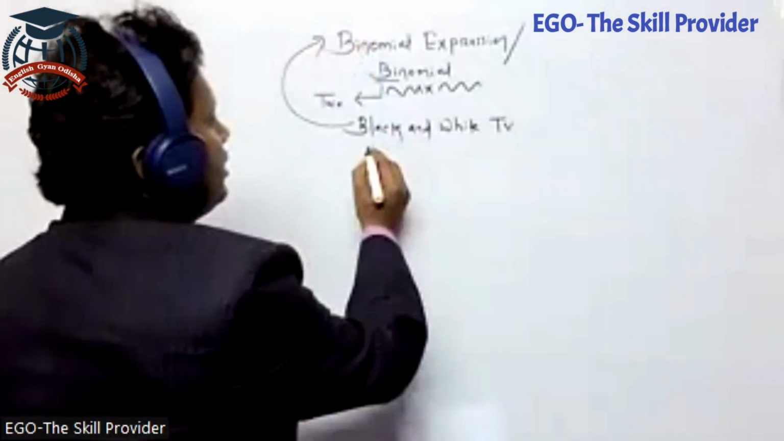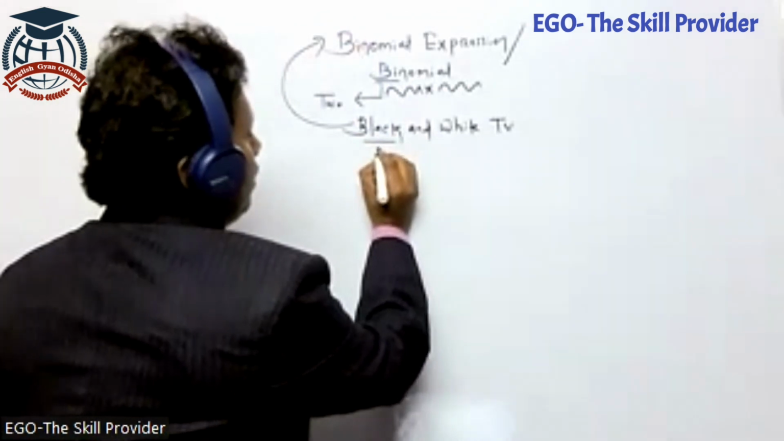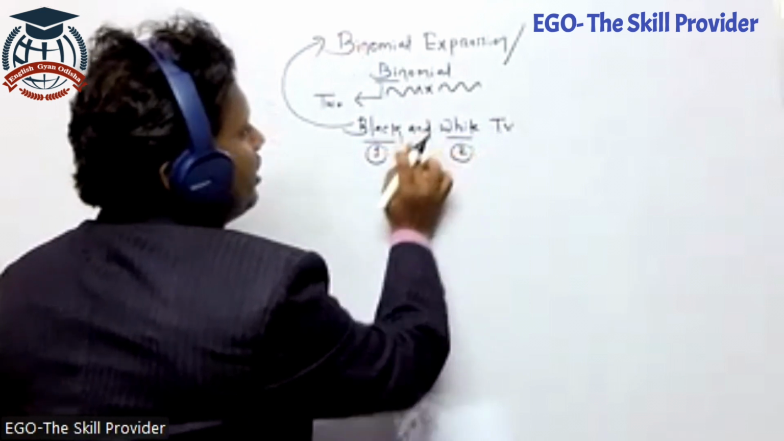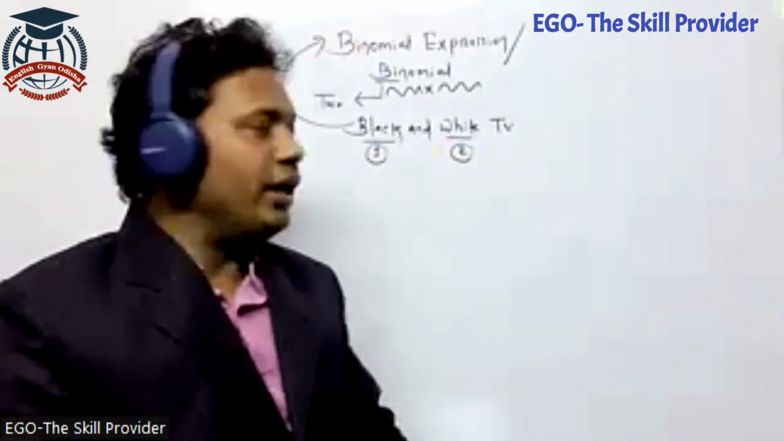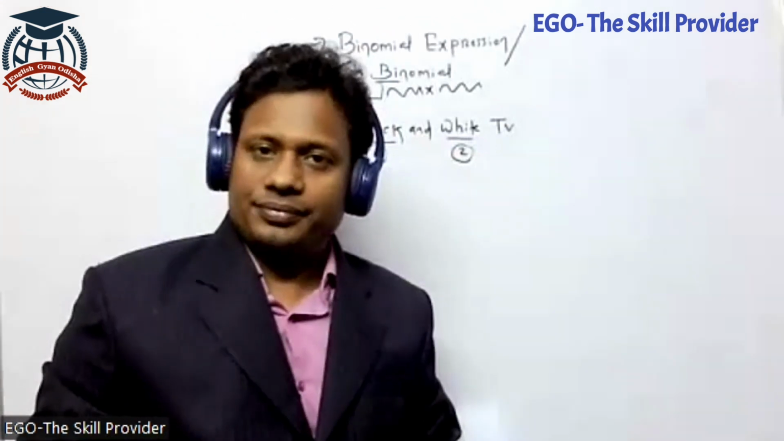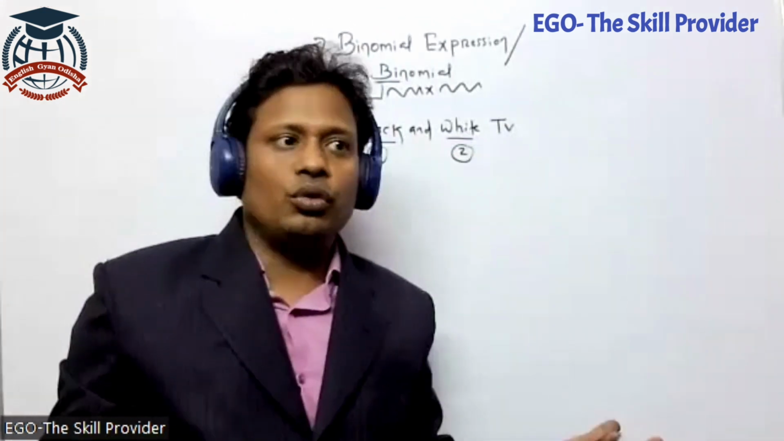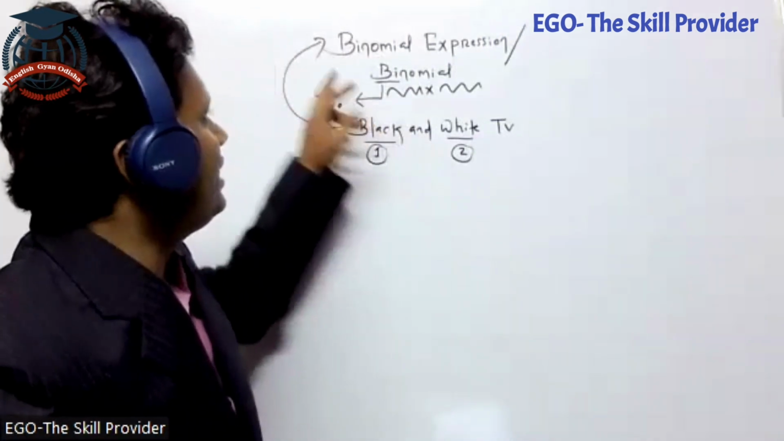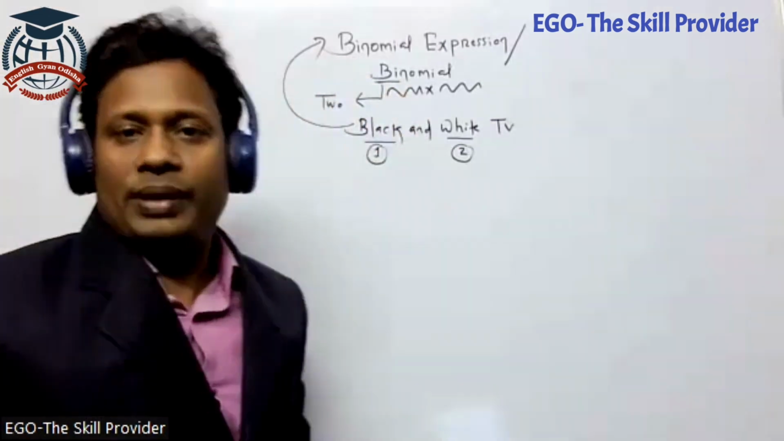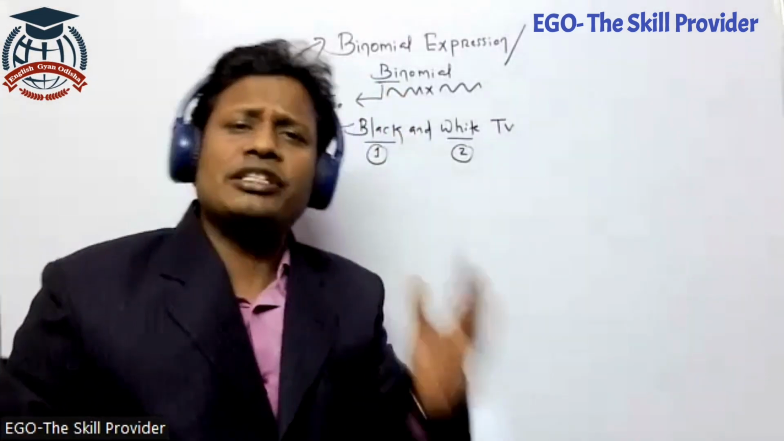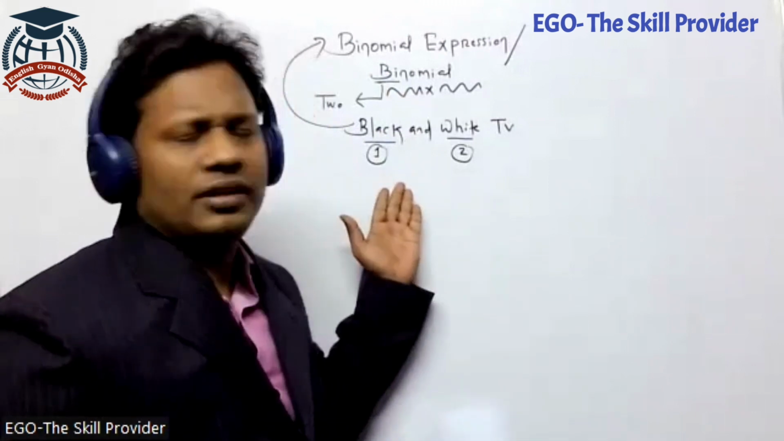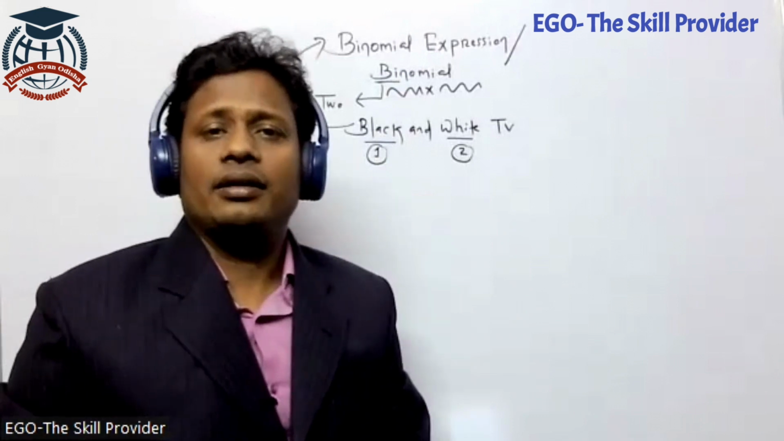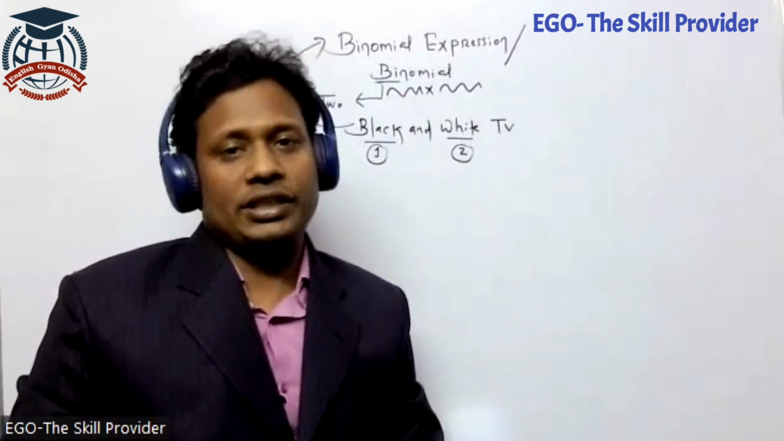Look at the structure. It is two words. This is one and this is two, and they are joined by something called 'and'. So here we can say black and white, right? 'Oh, I used to watch black and white TVs.' So black and white is a part of binomials, or you can say it is a binomial. This is one of the instances I have given you, but there are so many binomials in our day-to-day life. You can use them.